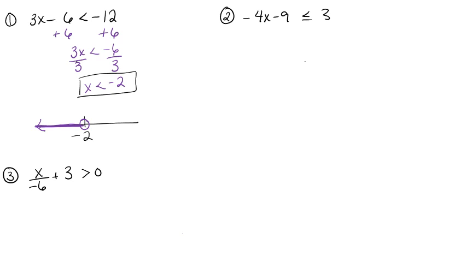All right, next example. Two-step: get rid of the subtraction first, and then the multiplication. So I'm going to add 9 to get rid of the -9. Then I'm going to divide by -4 to get rid of that. Add 9: -4x is less than or equal to 12. Divide by -4. I divide by a negative, so now I'm greater than or equal to, the old switcheroo. My solution again is the whole thing: x is greater than or equal to -3.